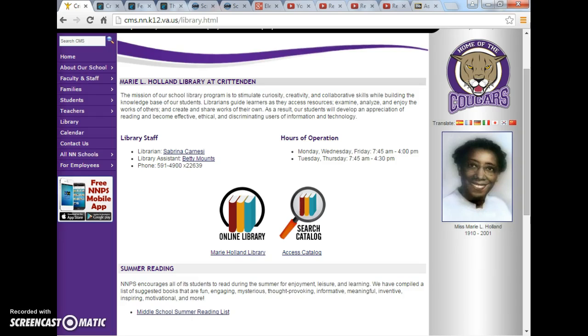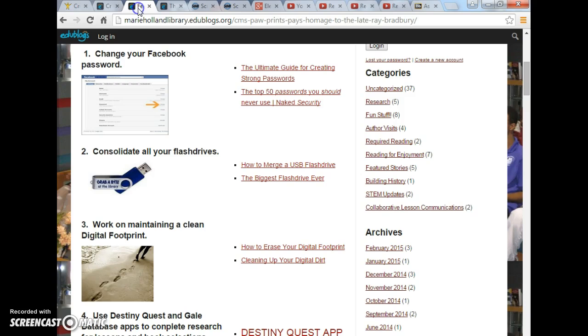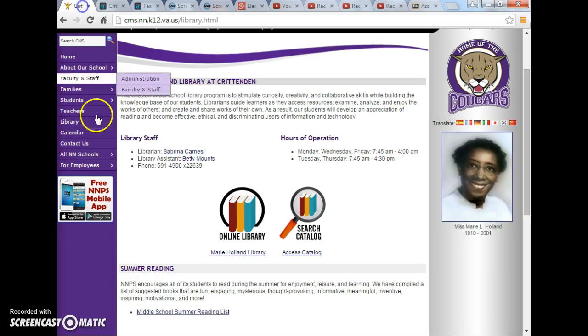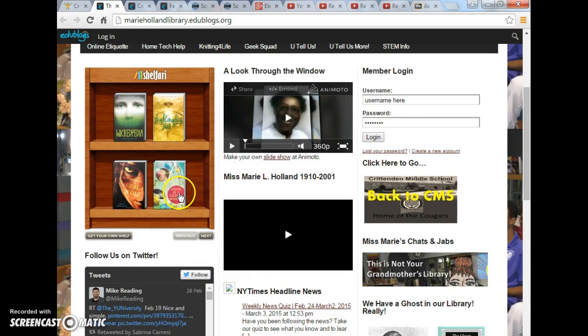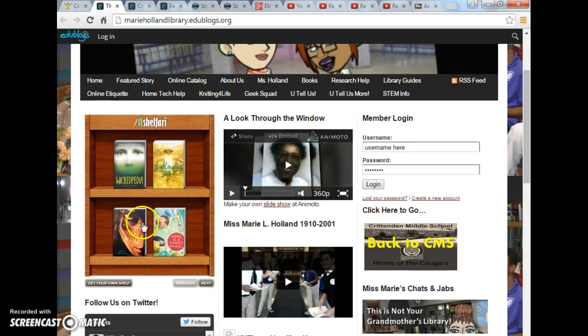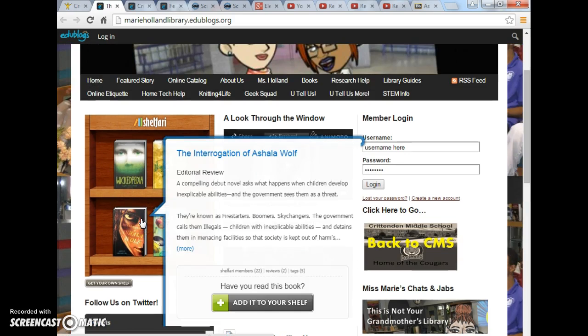At first glance, the page seems simple and very neat, but once you click on the online library, Mary Holland Library link, then you're transported into a world with many other options for stakeholders. For example, one of the first things that caught my attention was the Shelfari feature here. This would be a great resource for students.